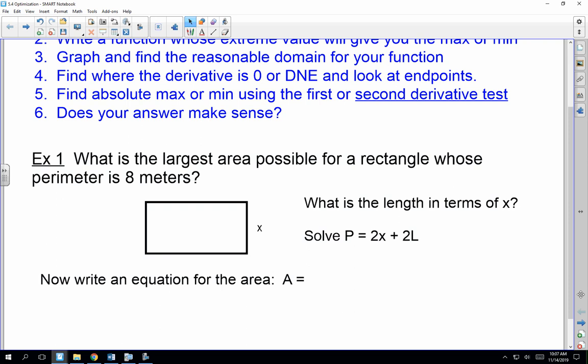So there will be 2 equations involved. One is this perimeter equation. Perimeter equals twice x plus twice L. And the other equation that we're going to write here and then do the calculus on is the area equation. But I need my area equation in terms of just one variable x. Okay. That's why we need the 2 equations. So maybe draw the picture here. Write down your perimeter equation, P equals 2x plus 2L.